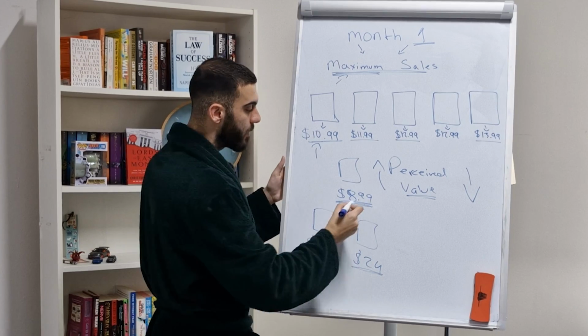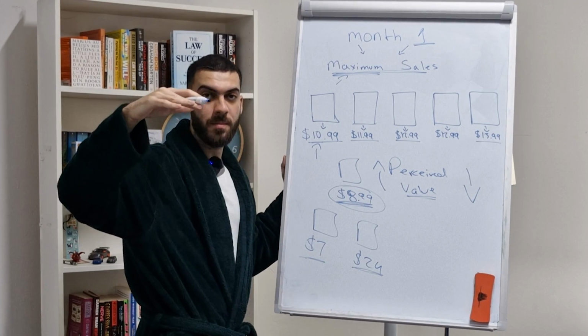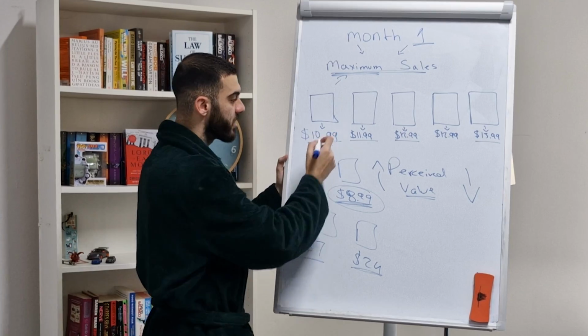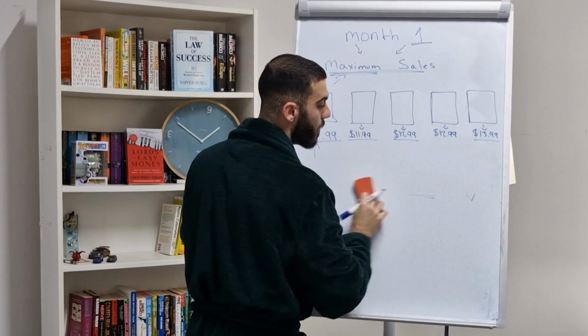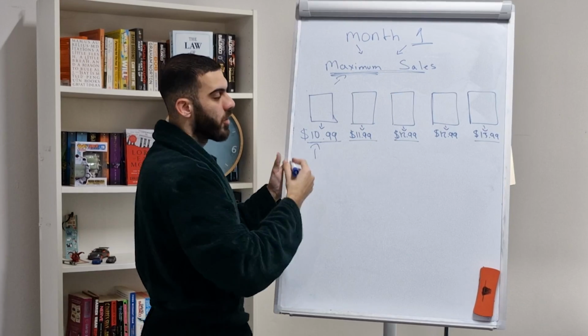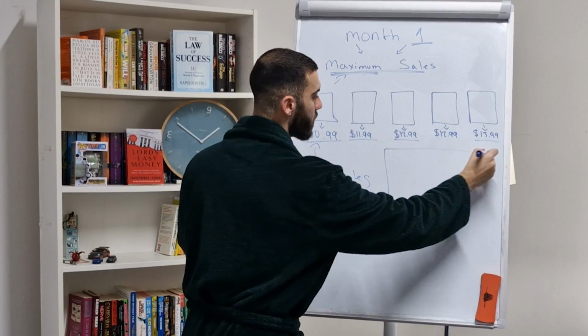Now, because we don't have any proof that $8.99 sells, we go to the lowest price of our competitor with proof of sales, which is $10.99, which is exactly what I do with every single book for month one. Now, during month one, I'll gather a few sales. Let's say I gather 30 sales. Great. Now we move on to month two.